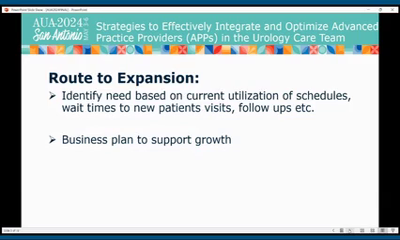So our routes to expansion. Our first step was to identify the need by analyzing current utilization of schedules. We looked at wait times for new patient visits, how many follow-up appointments we had. We looked at our referral queues to understand the need, and as everyone knows, urology involves both medical and surgical management of patients.